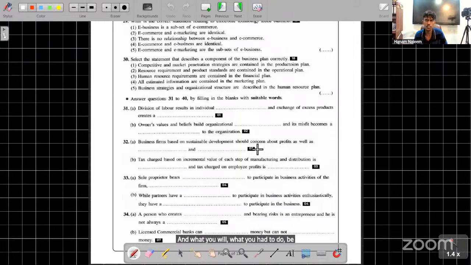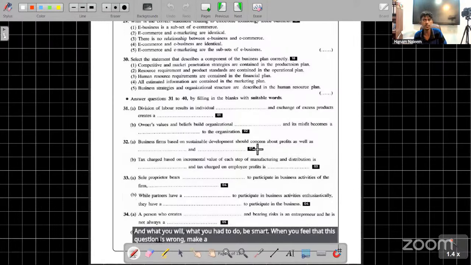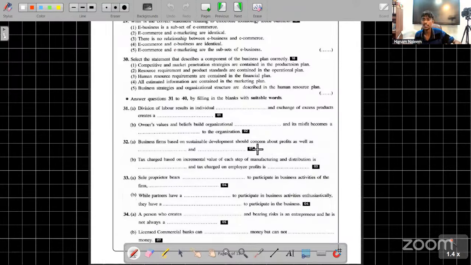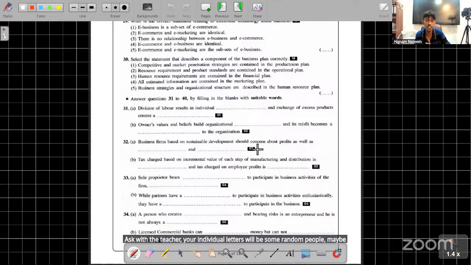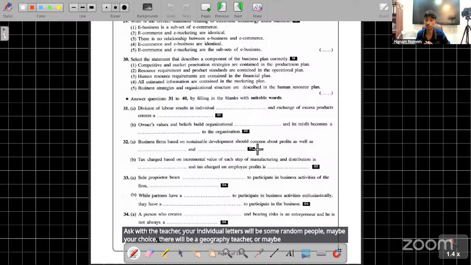When you feel that this question is wrong, make a note. You know, they don't make mistakes. But if you feel that it's 100% wrong, what will you do? Ask the teacher. Your invigilators will be some random people. Maybe there will be a geography teacher or maybe an old science teacher. Go and ask them. They will explain. Most suitable.